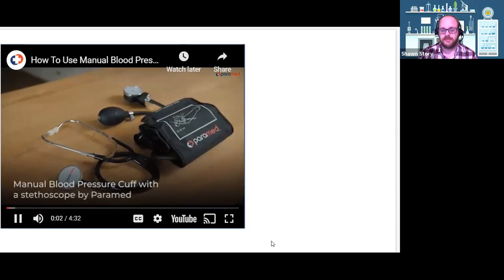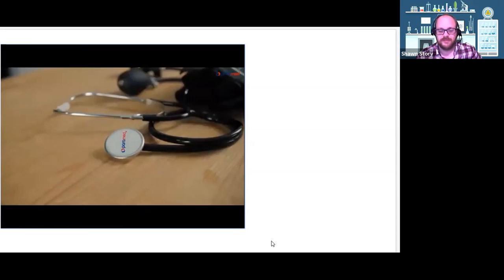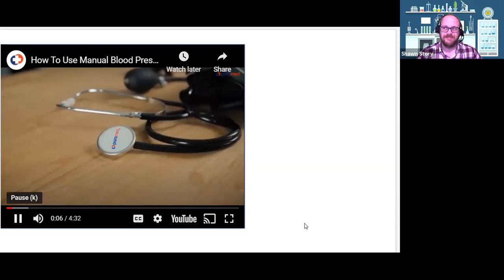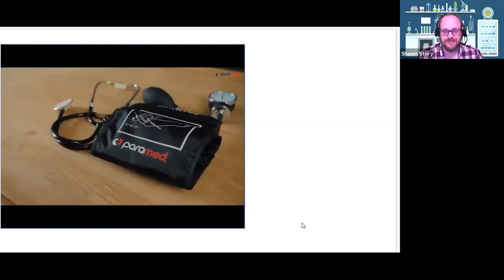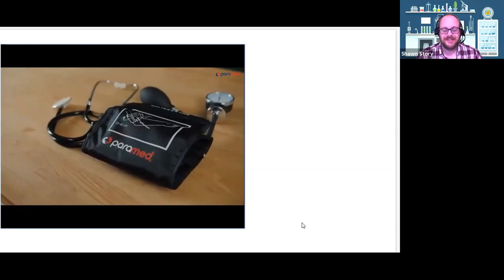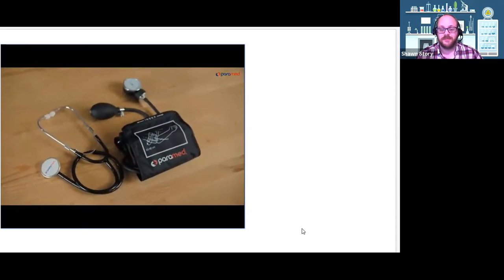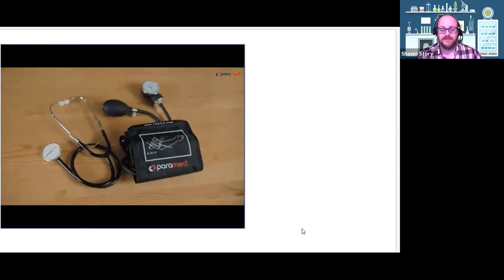Manual blood pressure cuff with a stethoscope by Paramed. A manometer can be used both in a doctor's office and at home to measure blood pressure. The Paramed cuff is very comfortable and simple to use. A stethoscope, which immediately simplifies the use of this device, is included.